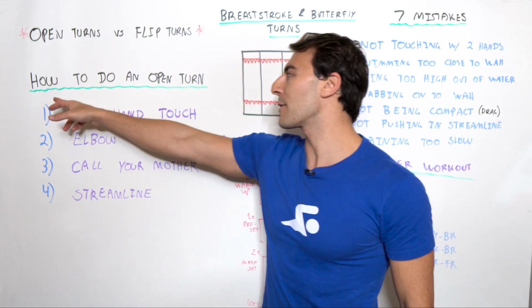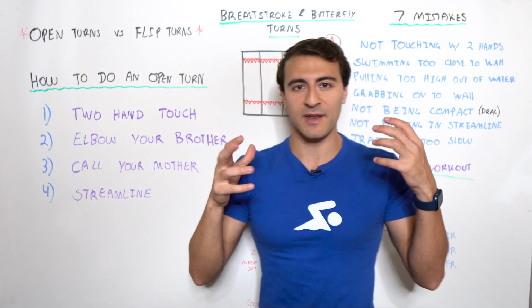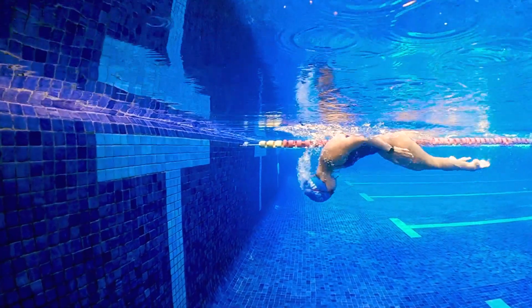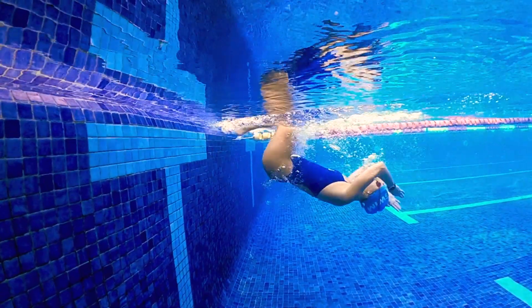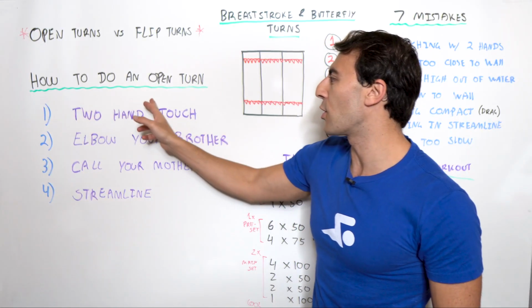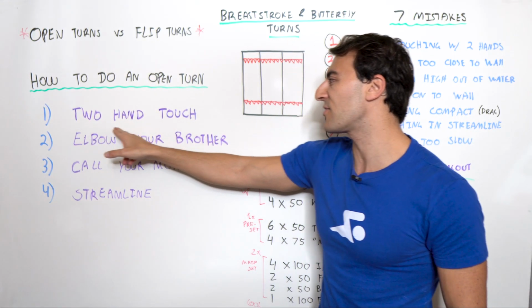Now let's talk about how to actually do an open turn. There's a few different steps to it. If you haven't checked out my video, how to do a flip turn, 5 steps, breaking it down, make sure you check that one out as well. But today we're going to talk about the open turn. The first step is touching with 2 hands.